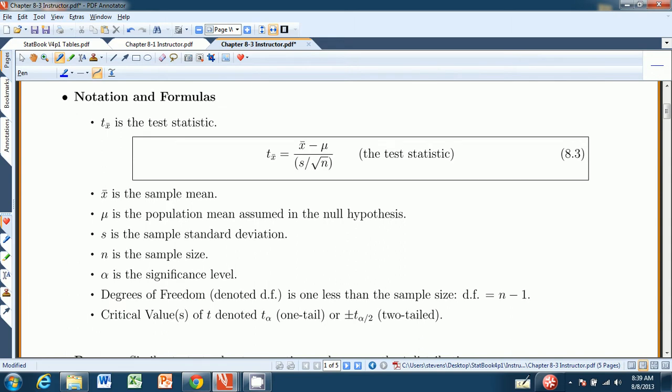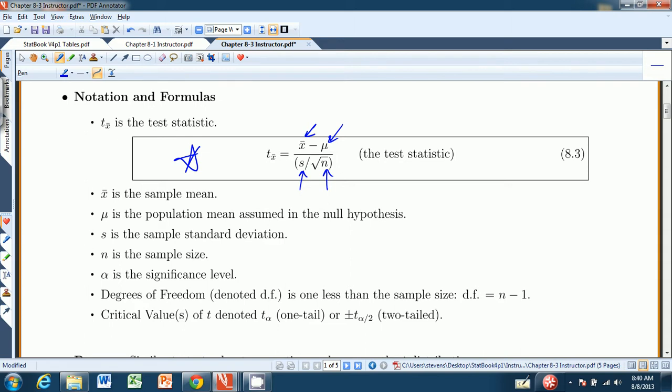We start off with our test statistic. There's the formula for the test statistic. It's basically a measurement of how many standard deviations above the population mean the sample mean is, in terms of standard deviations or standard errors. Okay, so X bar is the sample mean. Mu is the population mean assumed in the null hypothesis. S is the sample standard deviation. N is the sample size. So that gets us our test statistic.